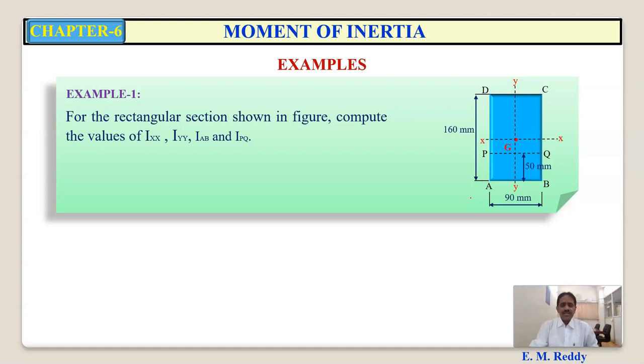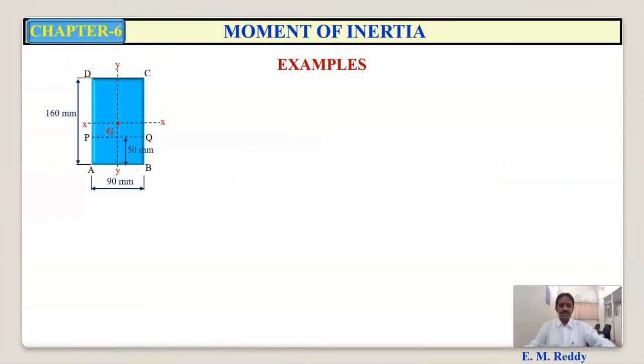For a rectangular section shown in figure, compute the values of Ixx, Iyy, Iab and Ipq. So you have to calculate the moment of inertia about 4 axes. The x and y axes are the centroidal axes, passing through G. Moment of inertia about AB means the base, and about PQ, which is the line located at 50 millimeters from AB. So this is the given figure.